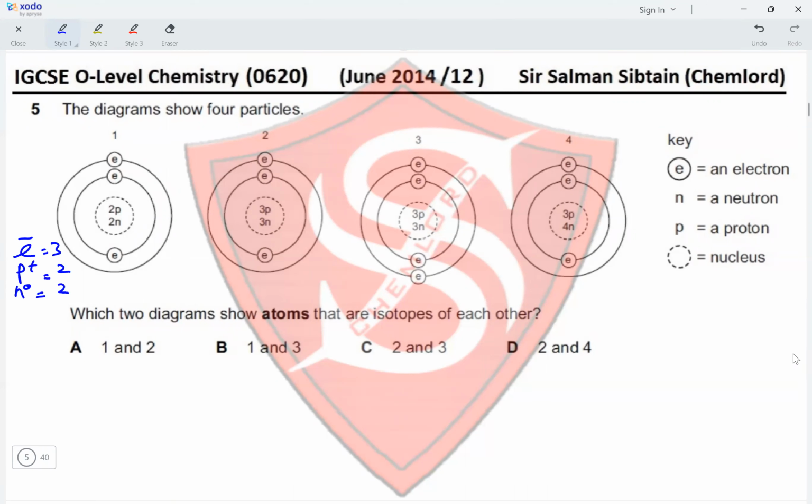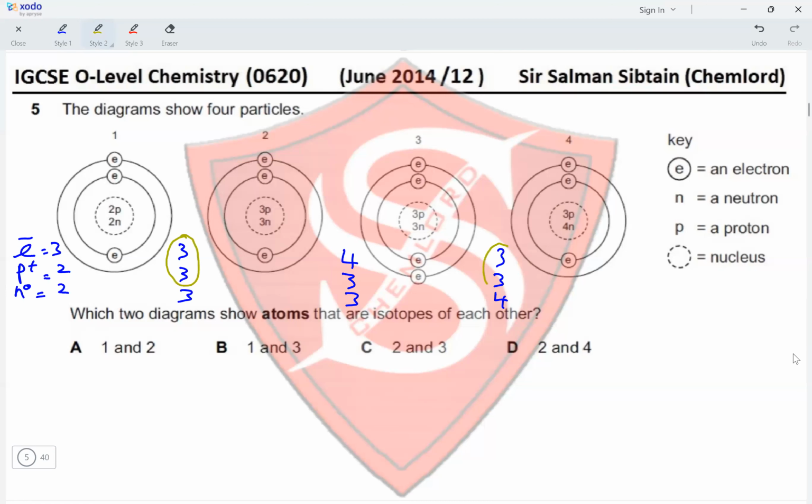For 2, we've got 3 electrons, 3 protons, and 3 neutrons. For particle 3, we've got 4 electrons, 3 protons, and 3 neutrons. And for particle 4, we've got 3 electrons, 3 protons, and 4 neutrons. So they should have the same number of electrons and protons. So 3, 2, 3, 3, 4, 3, and 3, 3. So 3, 3. This is the same.